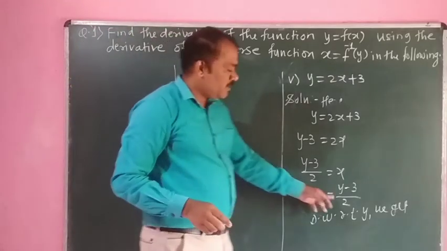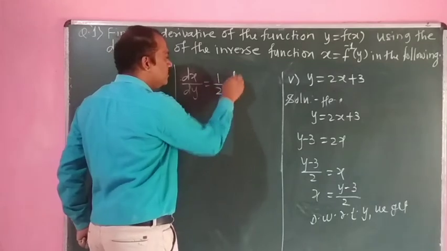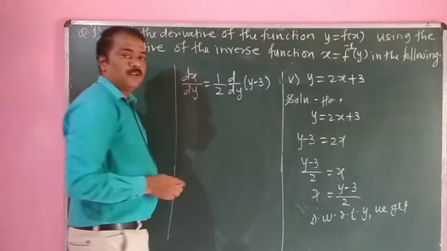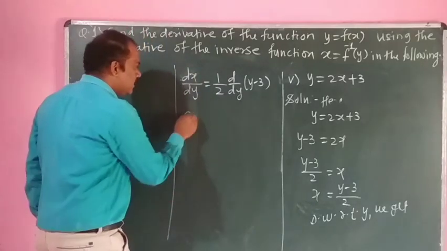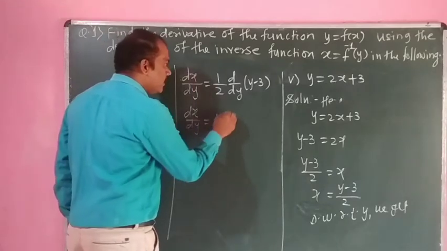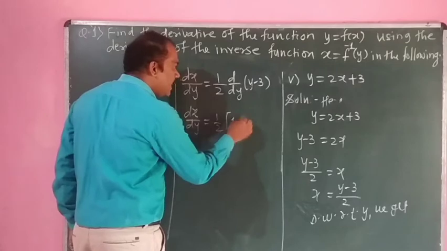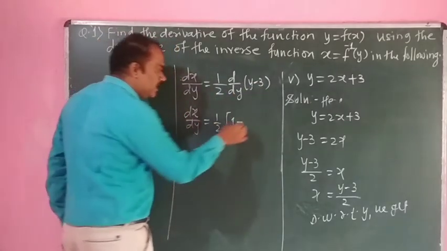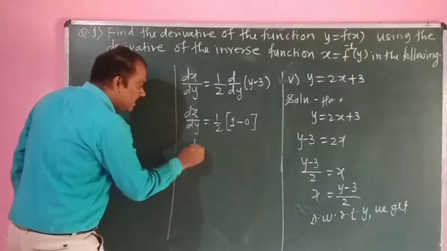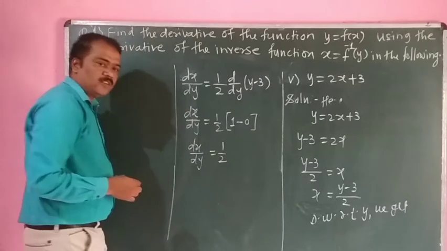Here 1 upon 2 is a constant, so we take it outside the derivative, that is 1 upon 2 into d/dy of (y minus 3). So dx by dy is equal to 1 upon 2 into the differentiation of y with respect to y, which is 1. Minus 3 is a constant, so its derivative is 0. That is 1 minus 0 is 1, and 1 into 1 half gives dx by dy equal to 1 half. We get a constant value.